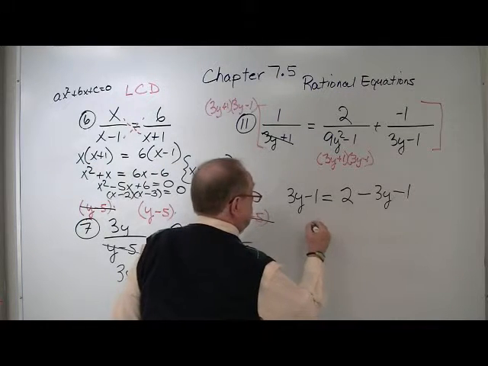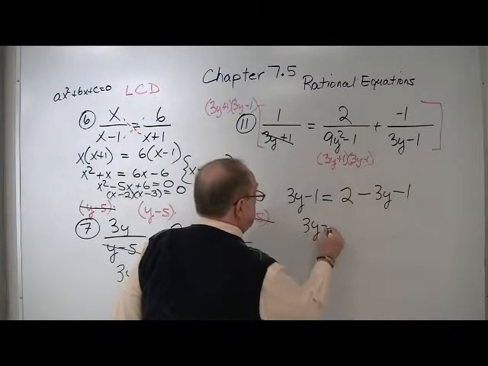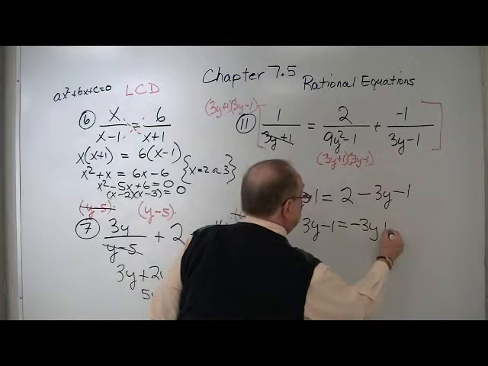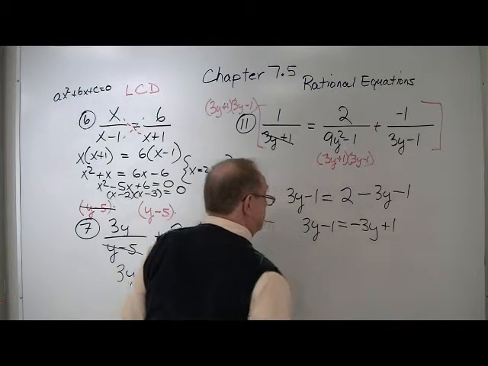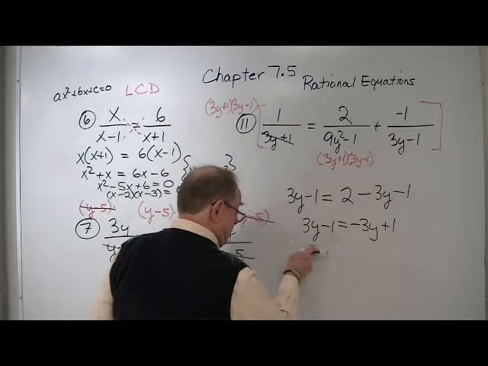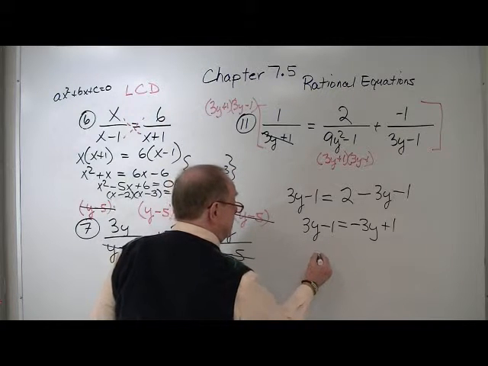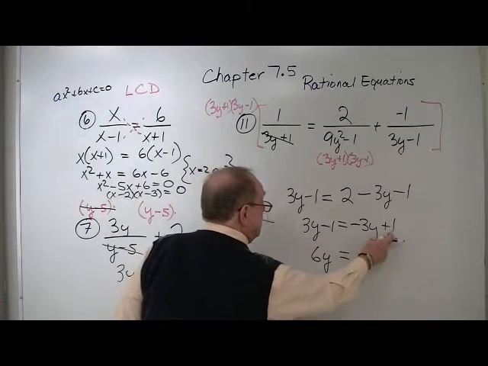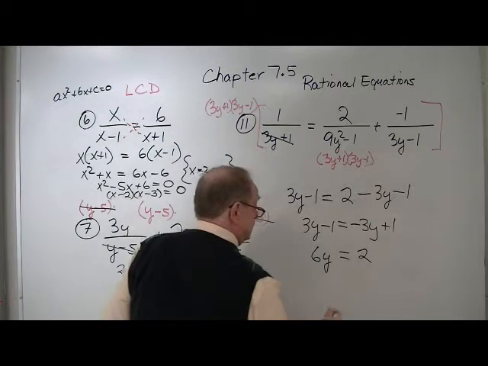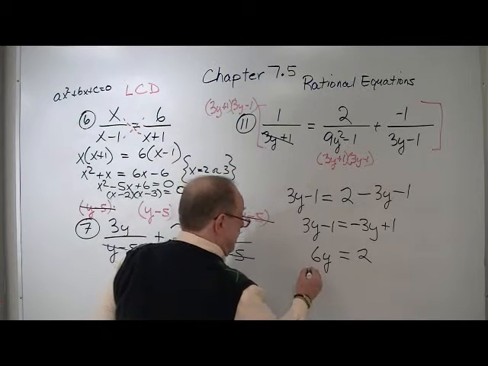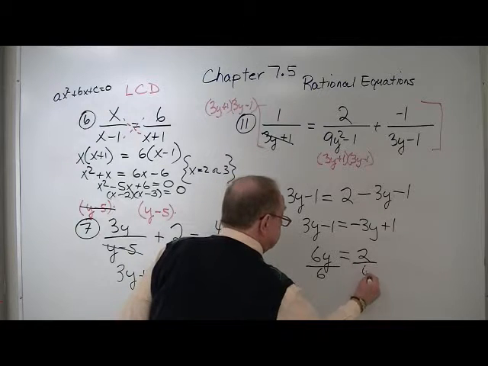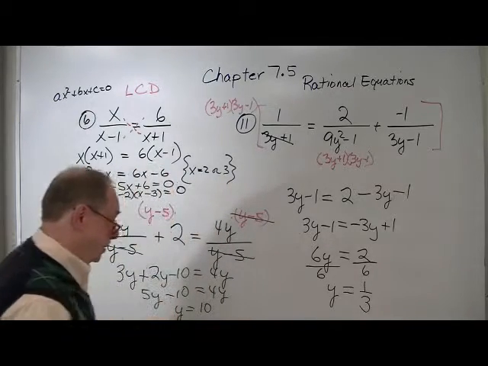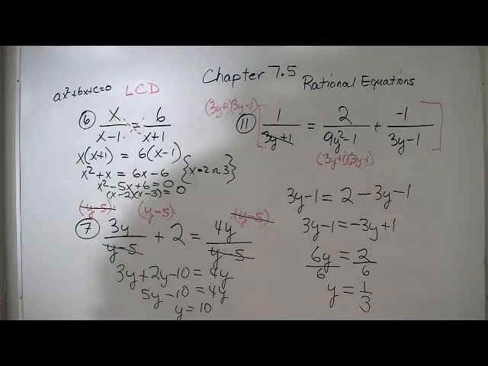So we're going to group like terms. 3y minus 1 equals negative 3y plus 1. 2 minus 1 is 1. This comes over to this side as a positive 3y, so we end up with 6y. This comes over here as a positive 1 equals 2. Divide both sides by 6. y equals 1/3. Okay.